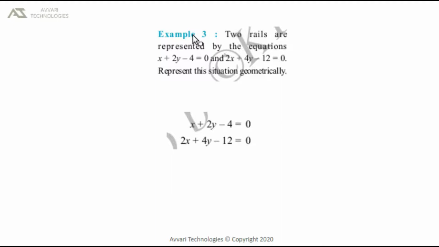The third example states that two rails are represented by the equations. These two equations represent the situation geometrically. Here they are given two algebraic equations. Now let us plot a graph for these two equations. We are given two equations. The equation 1 is x plus 2y minus 4 is equal to 0, and equation 2 is 2x plus 4y minus 12 is equal to 0.